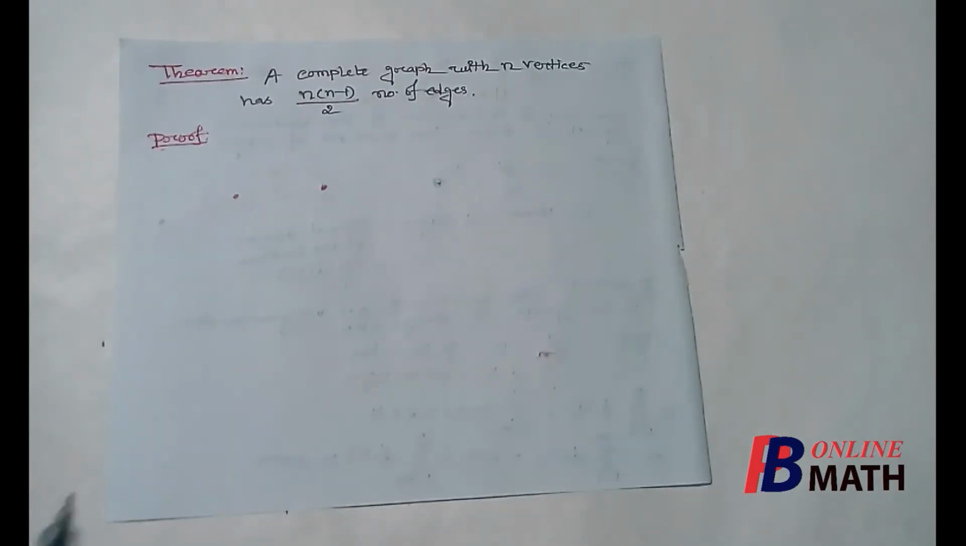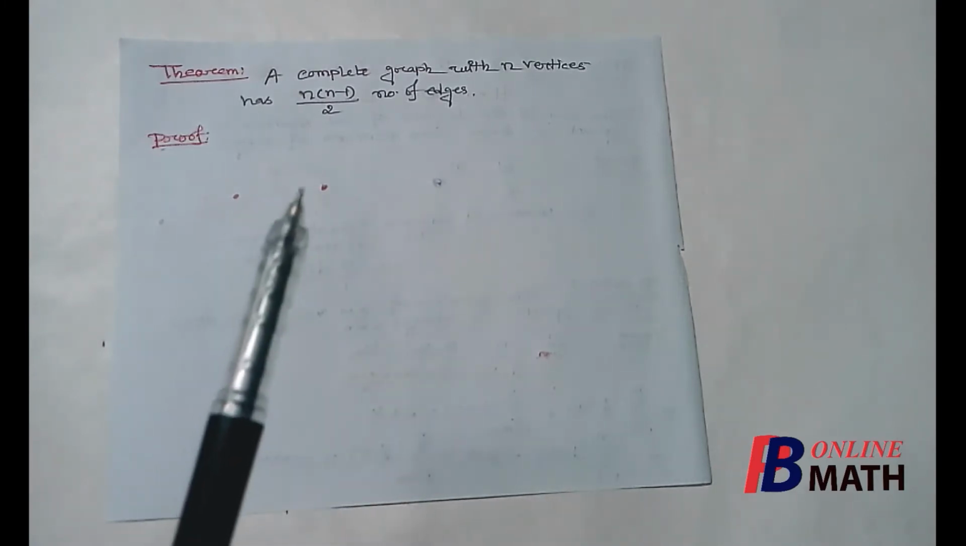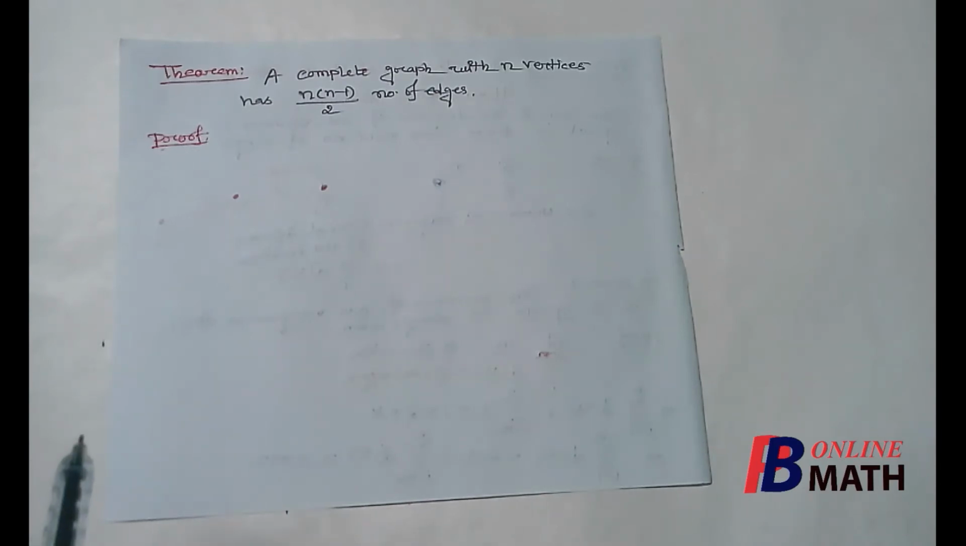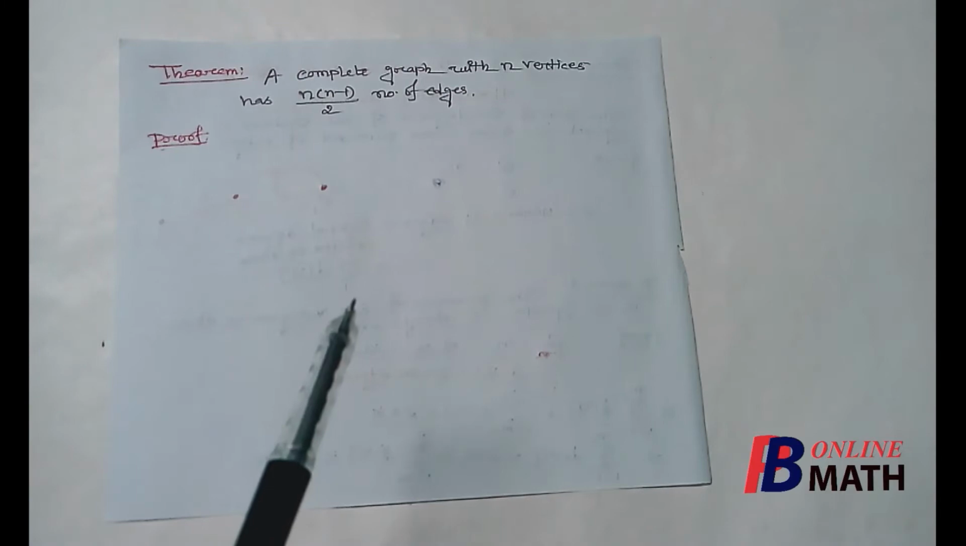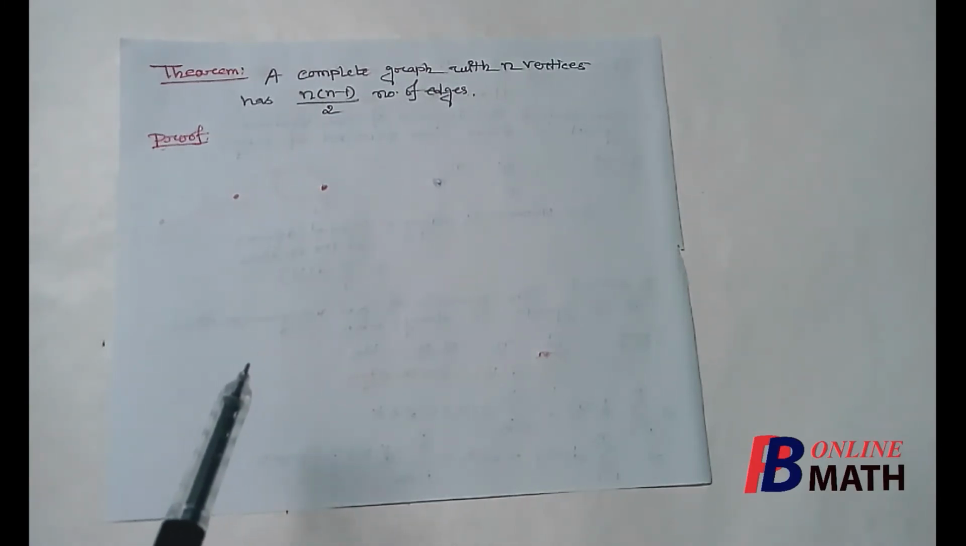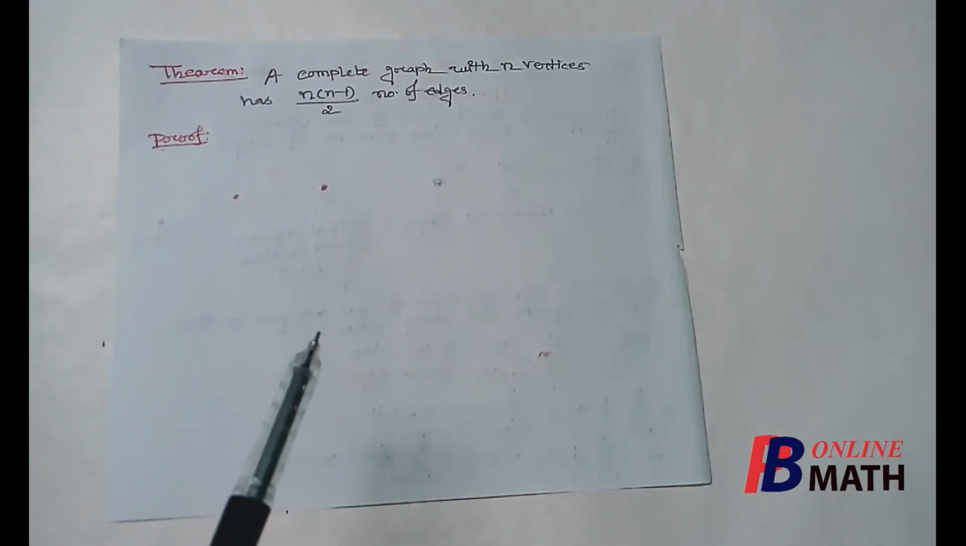Next we consider one theorem. It states that a complete graph with n vertices has n into n minus 1 by 2 edges. In the previous part we have proved one theorem that the maximum number of edges in a simple graph with n vertices is n into n minus 1 by 2. So this is actually the same problem. We know that a complete graph is that graph where each pair of vertices are connected by exactly one edge. Now we shall prove this theorem by an alternative method.